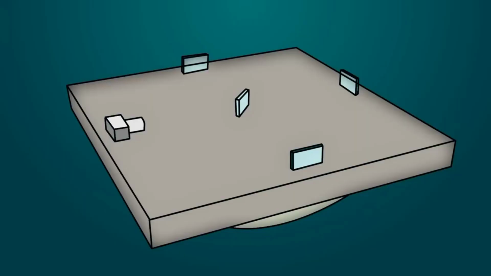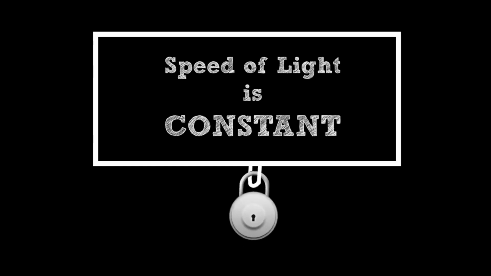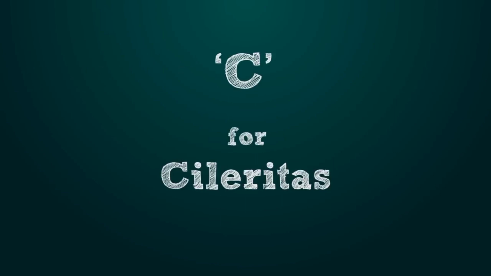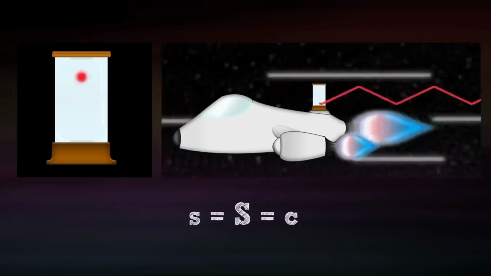But something's wrong here. Because in the late 1800s, the Michelson-Morley experiment tried to detect the relative motion of matter through an ether and concluded that the speed of light is constant. This cosmic speed limit is known as c. So in our little scenario, small s and capital S are equal.